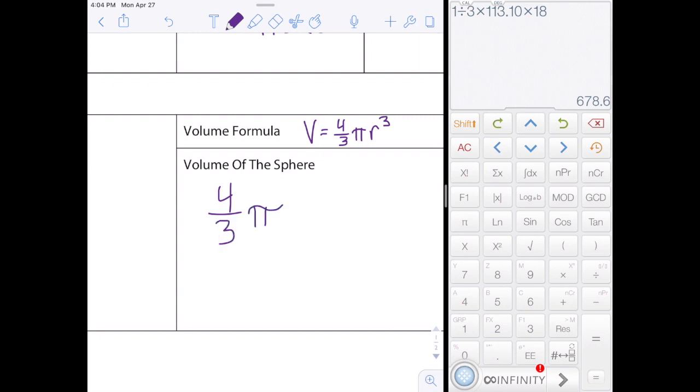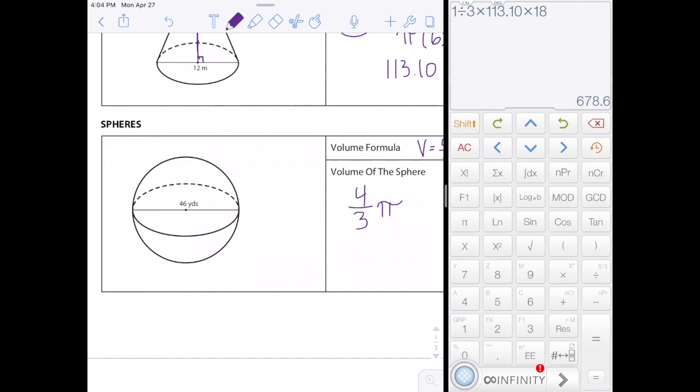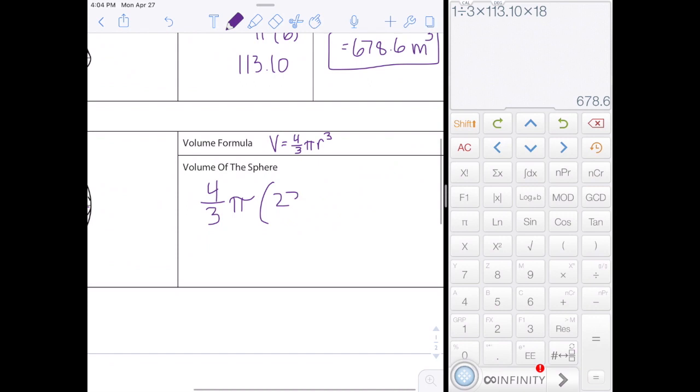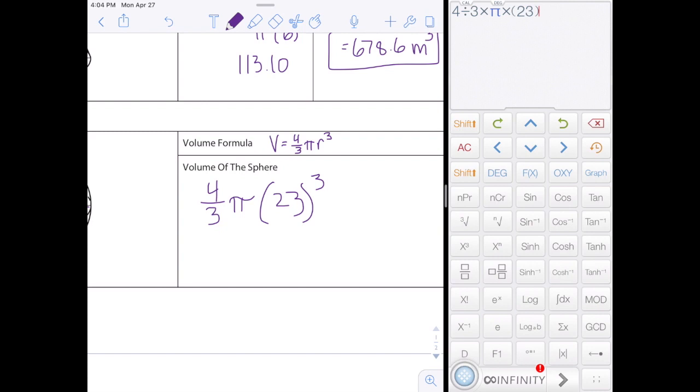Okay? So in this one, we're going to take 4/3 pi, and then our radius, which is going to be 23. 23 cubed. I'm going to type it in, and I want you guys to pay attention, because I don't know which calculator you're using. There's a couple different ways to do this third exponent. So I'll start with 4/3 times pi times 23. Now in my calculator, I have to swipe right to go to this x to the third button. You might also have a button like this right here, right next to it.